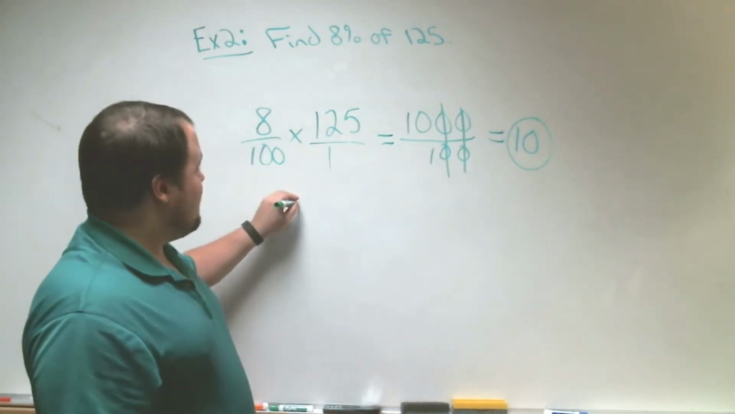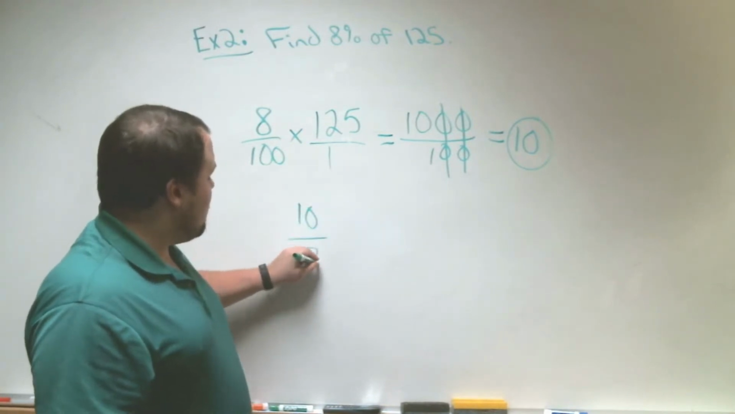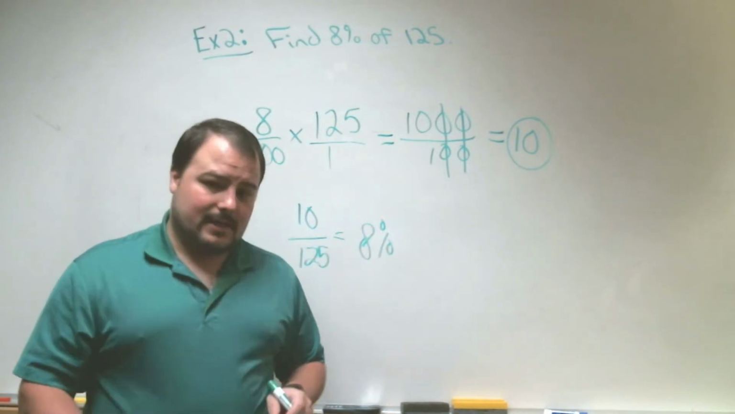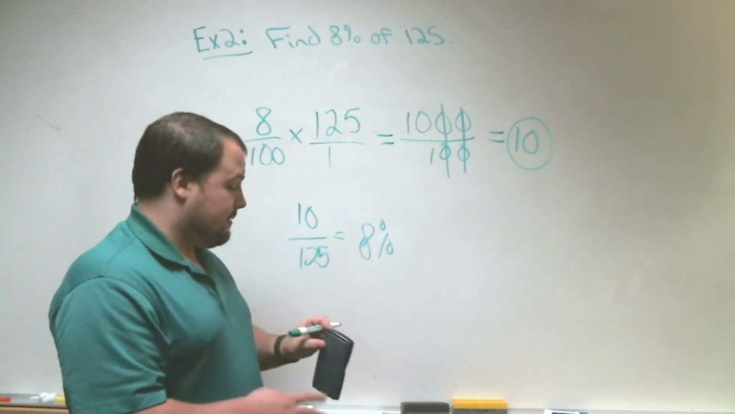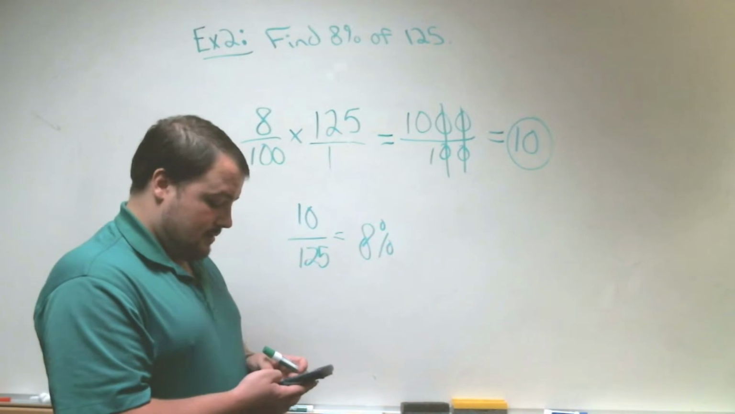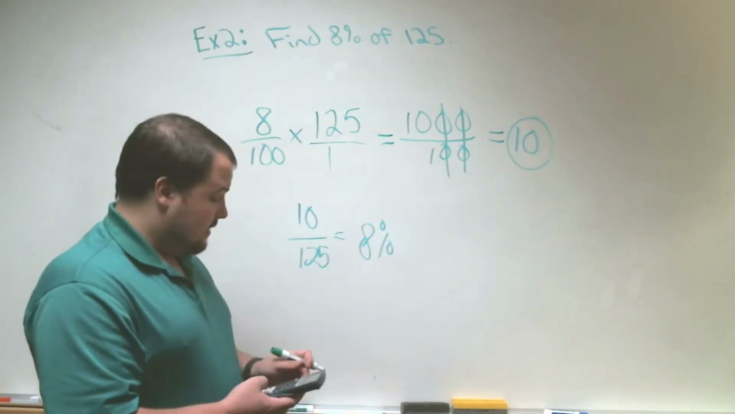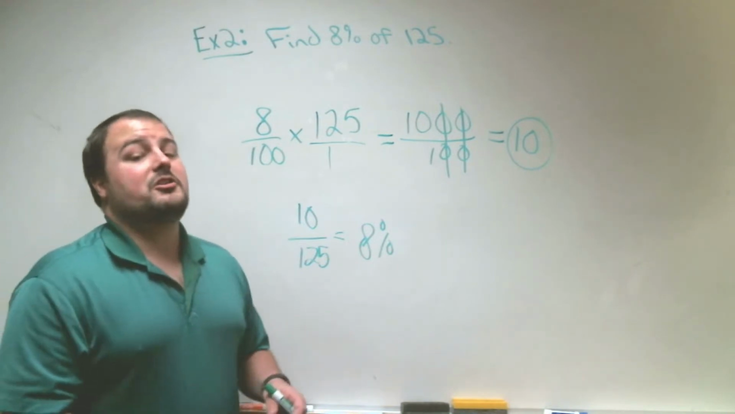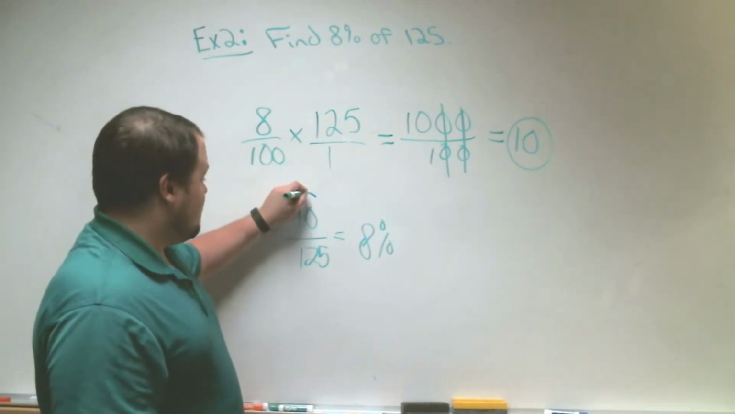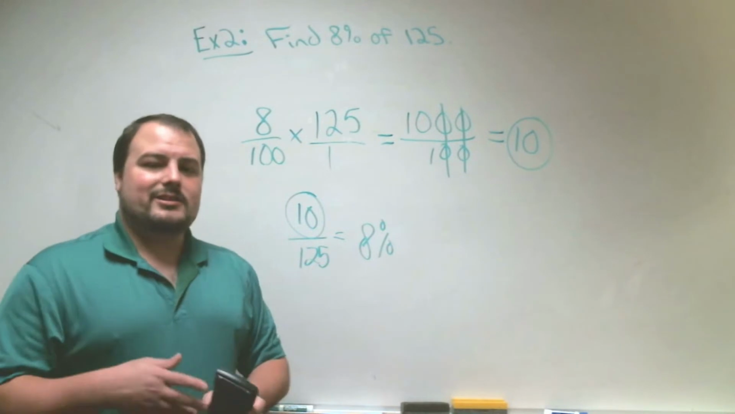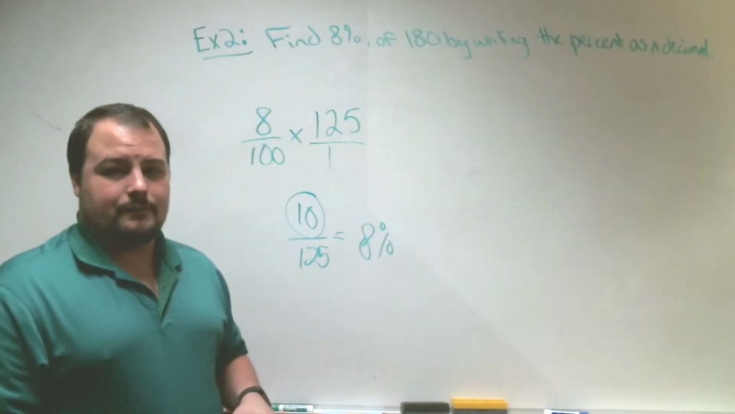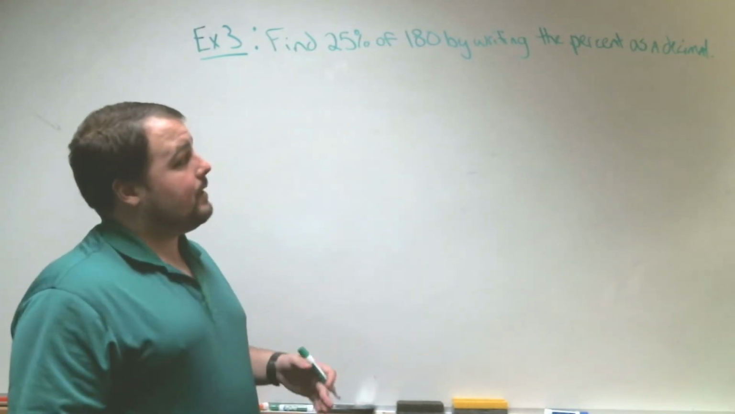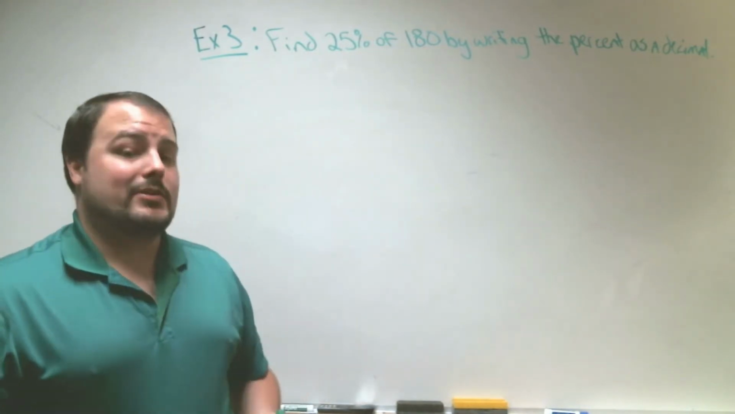So if I got 10 out of 125, I should get 8% as my answer. So I'm going to type that in my calculator. 10 divided by 125. Then I get 0.08, which is 8% as a decimal. So I know my answer is correct. The answer that I'm looking for is 10. 10 is 8% of 125. In example 3, we're going to find 25% of 180 by writing the percent as a decimal this time.